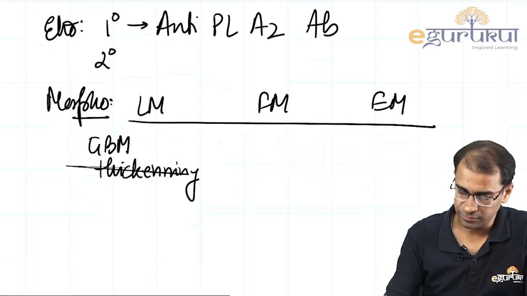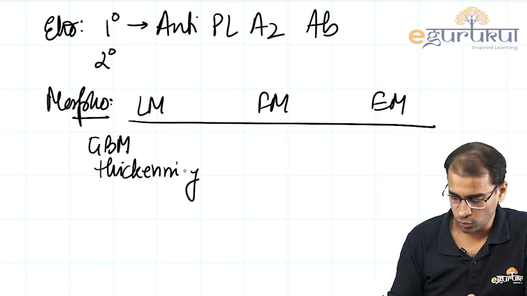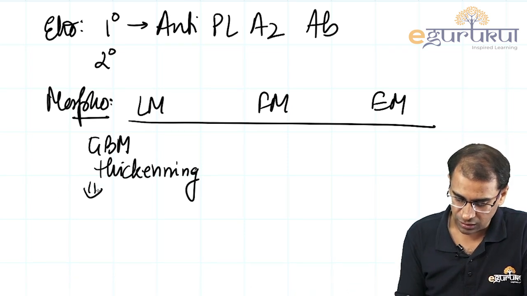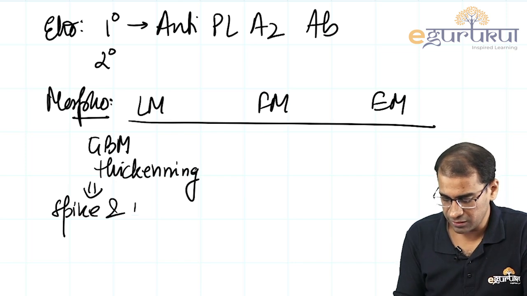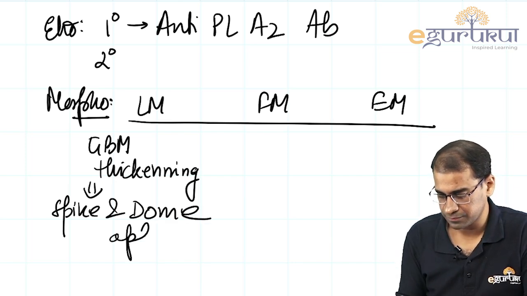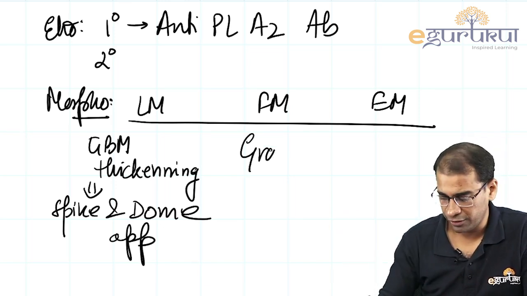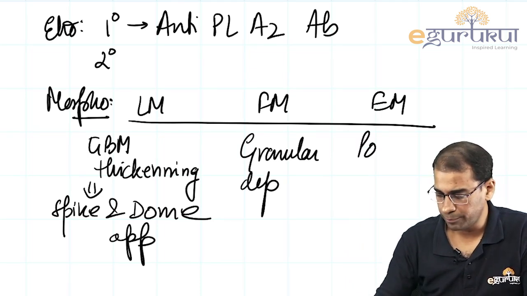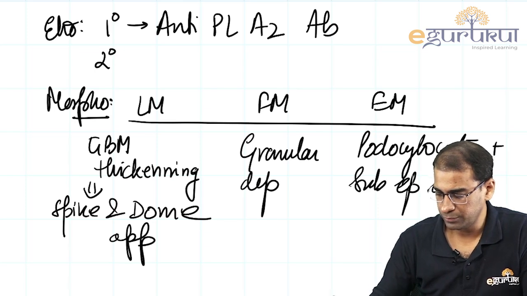Now, in this GBM thickening, because of the subepithelial deposits, often you see a staining pattern known as spike and dome appearance. In the FM you see granular deposits, and in the EM you see the podocytopathy along with the subepithelial deposits of the immune complex.